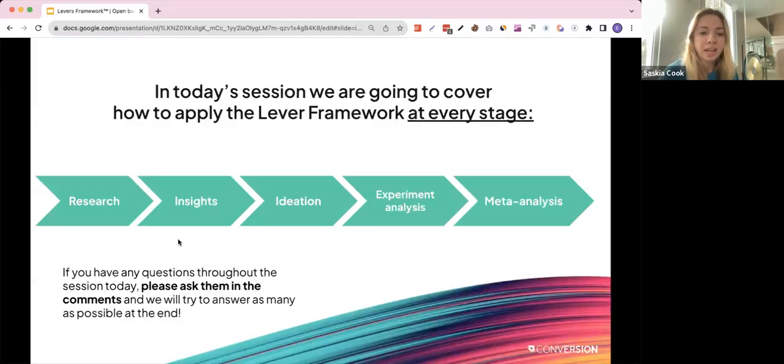On the next slide, you'll see in today's session, we're going to cover how to apply the Lever framework at every one of these key stages. A lot of you will probably recognize these key stages in the strategic process for experimentation: research, insights, ideation, experimentation analysis, and then meta-analysis. We're going to show you how you can apply the framework at every one of these stages.